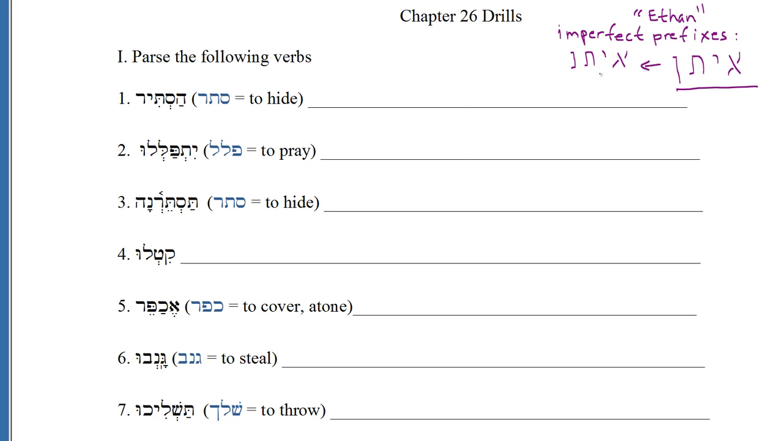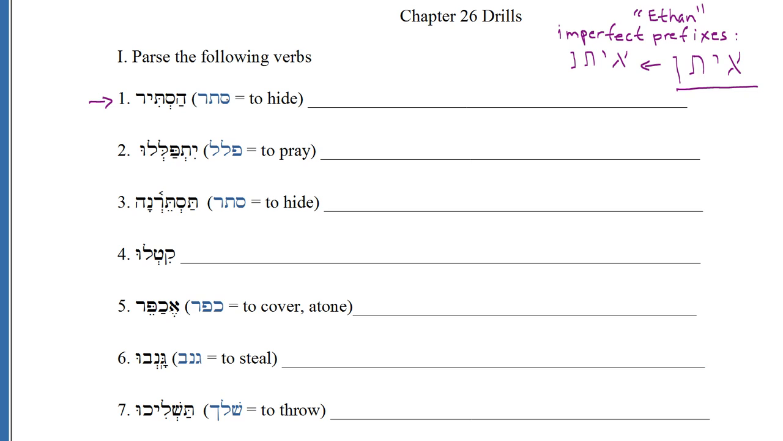We want to keep those in mind, because if we don't see one of those as a prefix, we're not looking at an imperfect. There's no debate about that one. Let's look at number one here. So we have hastir. Hastir.